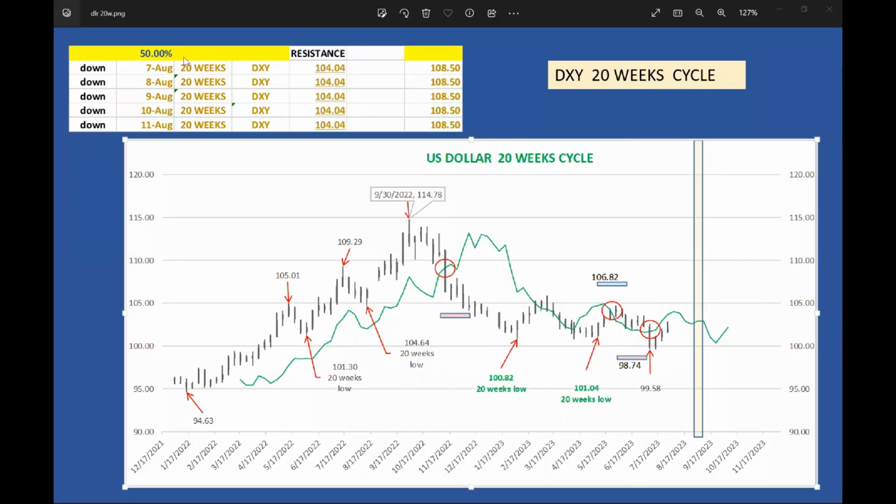The 20 weeks cycle. The last 20-week cycle occurred on May 8, 2023. This was the third 20-week cycle. We need one more 20-week cycle to complete the whole 18-month cycle since the May 2022 low. So we start the fourth and the last 20-week cycle on May 8, 2023. Since then, the market crossed above the cycle line on May 29 at 103.80 for a potential target at 106.82.